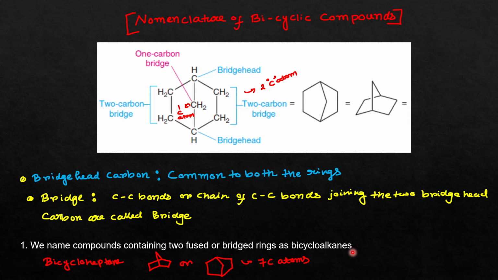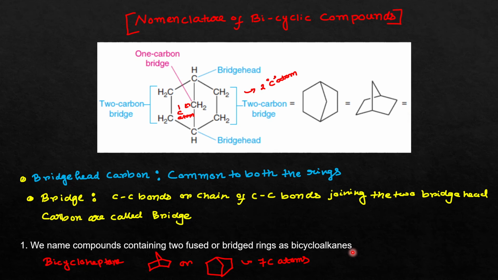It is 7,7-dichlorobicyclo[2.2.1]heptane. At first you have to consider this number, 2,2,1. This number basically signifies the total number of carbon atoms present in each of these bridges. So one bridge contains 2 carbon atoms, another bridge contains 2 carbon atoms, and another bridge contains a total of 1 carbon atom. So these are the numbers of carbon atoms.